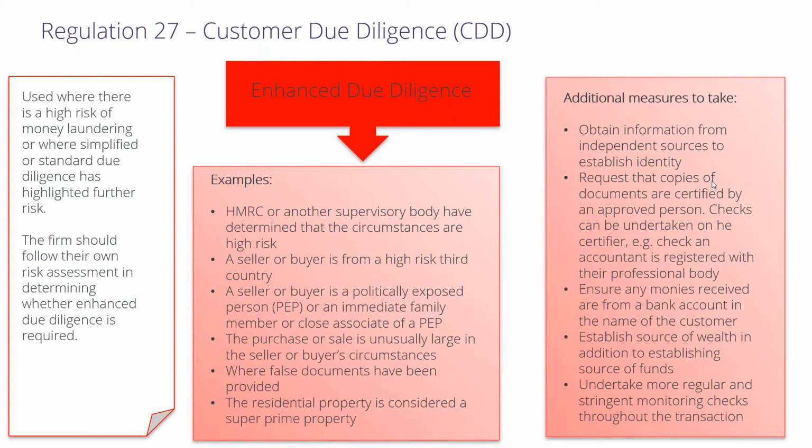Taking additional measures to verify the documents supplied, such as by checking them against additional independent sources, or requiring that copies of customers' documentation are certified. If receiving payment, ensuring it is made through a bank account in the name of the person you are dealing with. In the case of politically exposed persons, establish the source of wealth and the source of funds. Carrying out more scrutiny on business relationships and satisfying yourself that this is consistent, and more regular and stringent ongoing checks.